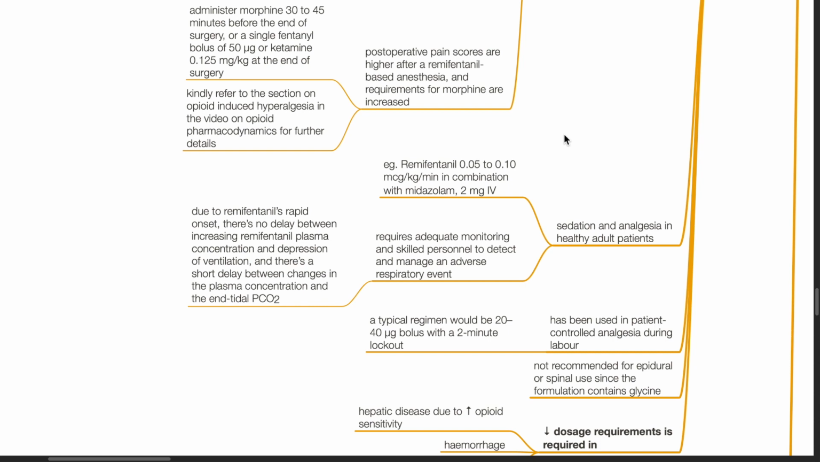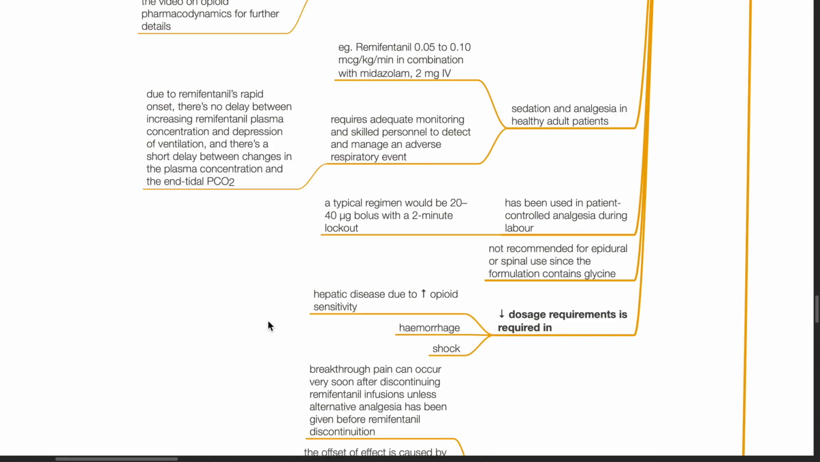Due to remifentanil's rapid onset, there is no delay between increasing remifentanil plasma concentration and depression of ventilation, and there is a short delay between changes in the plasma concentration and the end-tidal CO2. Remifentanil has been used in patient-controlled analgesia during labor. A typical regimen would be a 20 to 40 mcg bolus with a 2-minute lockout.